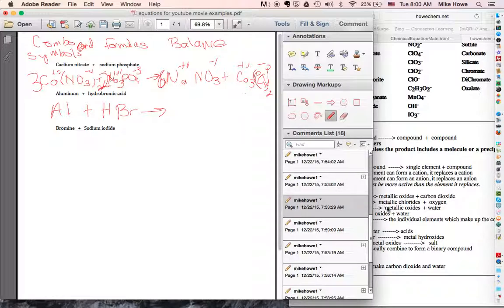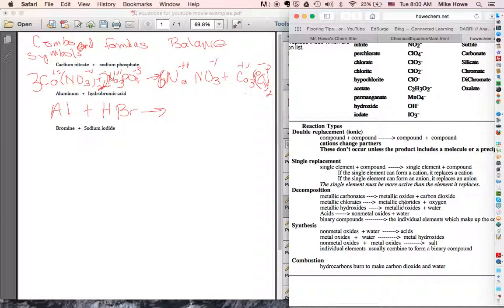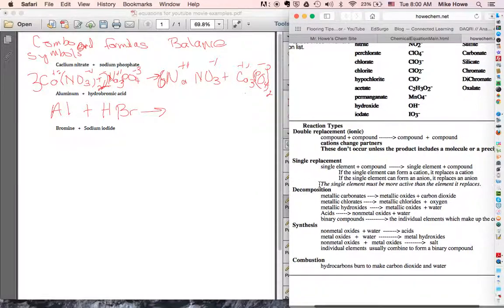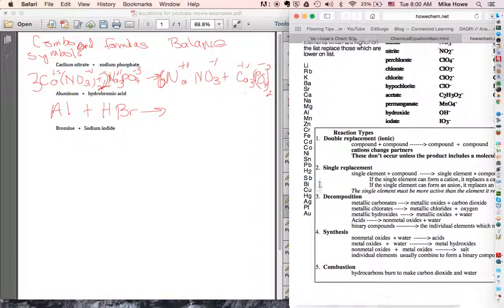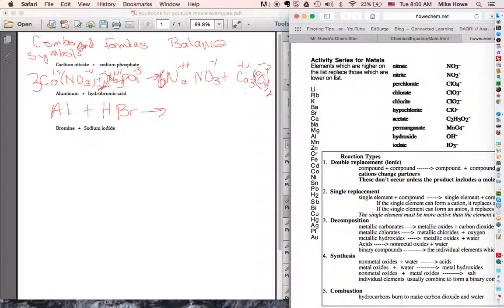Now if you look back over here at the list, it says that if the single element can form a cation, it replaces a cation. If the single element can form an anion, it replaces an anion. And in italics, it says that the single element must be more active than the element that it replaces. There's an activity series on this list right here.